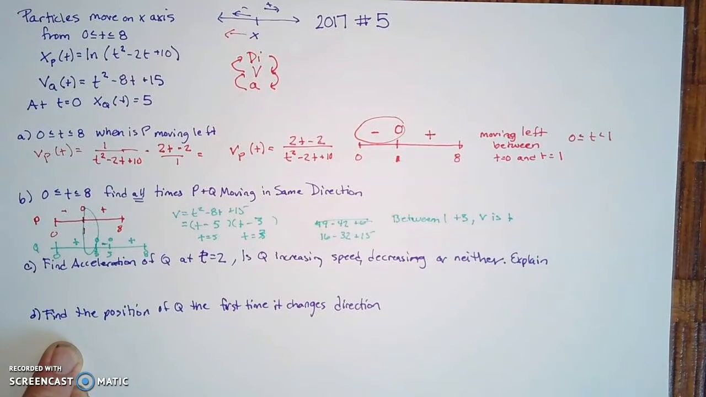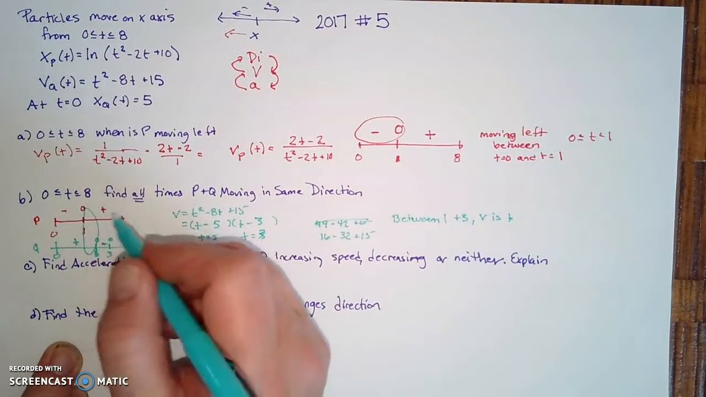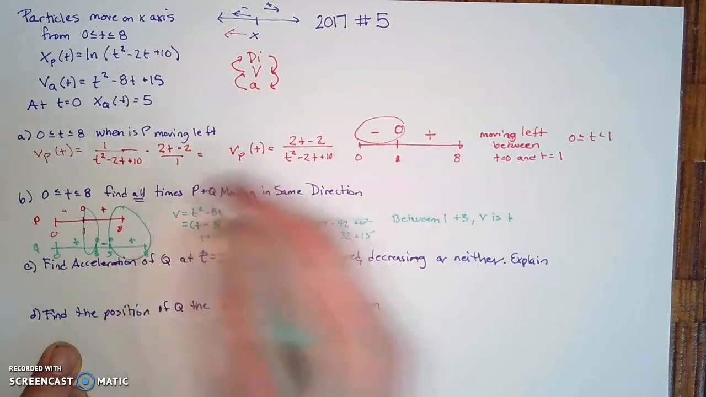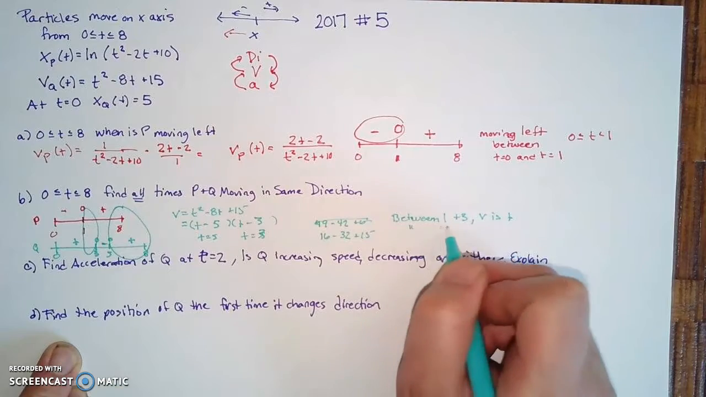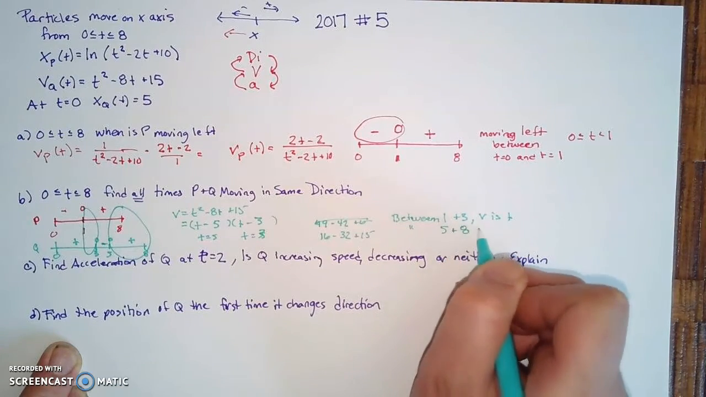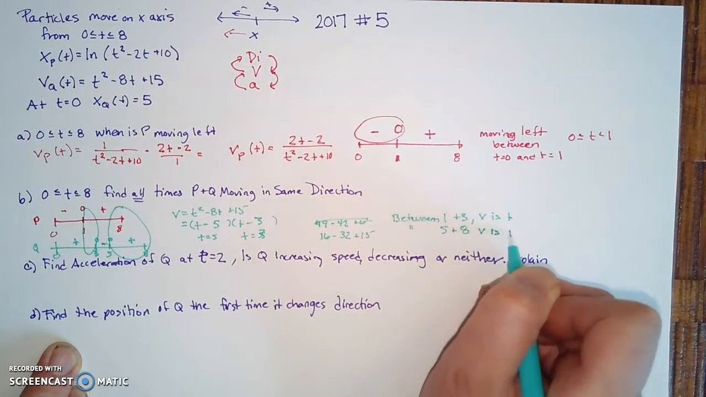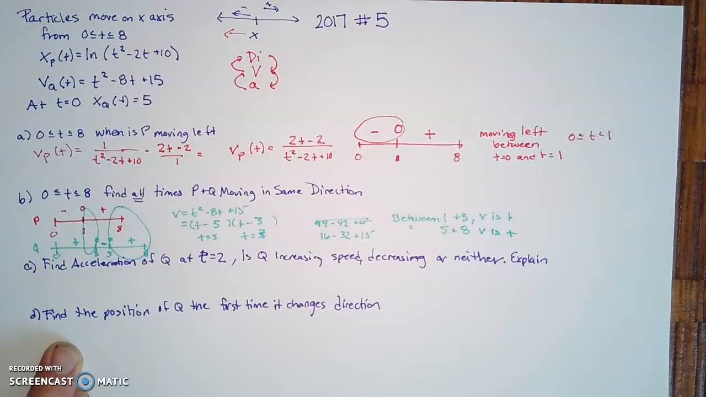Is there any other time where it matches up? Let's see. Oh, between 5 and 8. Between 5 and 8, v is positive. They both have the same sign. You don't have to put the positive in there, you just want to know when they have the same sign, but we can go with that. That's good enough right there.